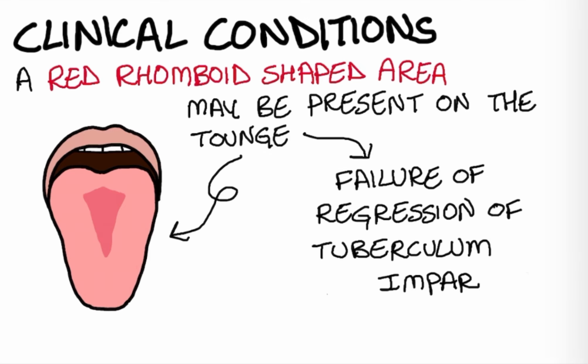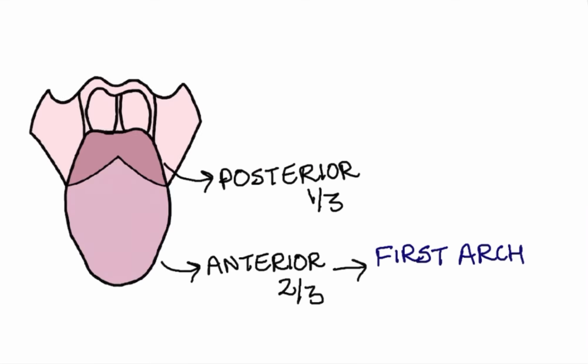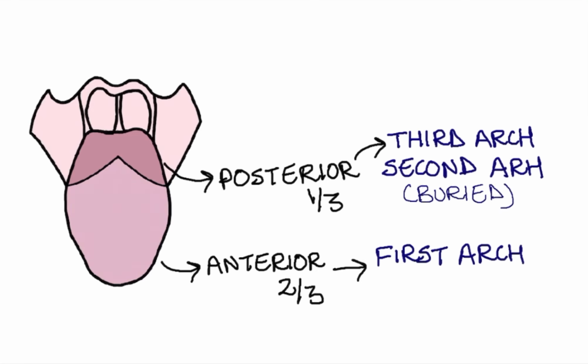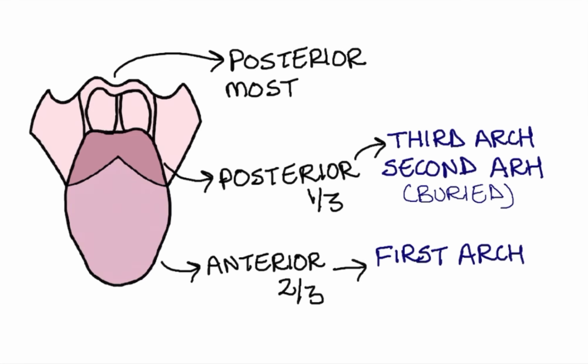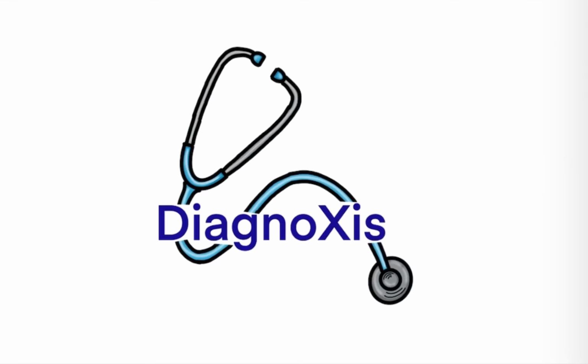So, to summarize, the anterior 2/3 of the tongue is derived from the first pharyngeal arch, the posterior 1/3 from the third arch as the second arch is buried, and the posteriormost part is from the fourth arch. And that wraps up a high-yield overview of the development of the tongue.